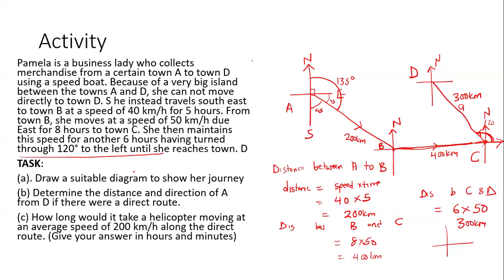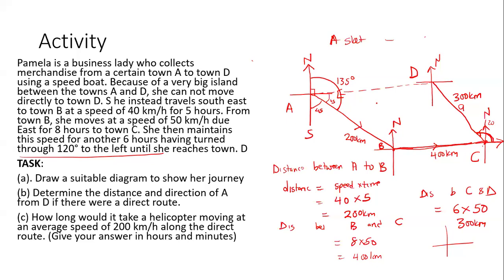Then I continue to read through the question: determine the distance and direction of F from D. Then they also want us to get this. So I will join something like that. And then I say determine. So that is the simple sketch I can have. Don't forget, you write a sketch showing Pamela's journey from A to D. So that is how you write a sketch showing Pamela's journey from A to D. Then you have a simple sketch like that.